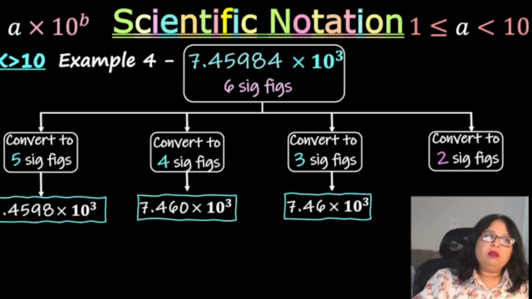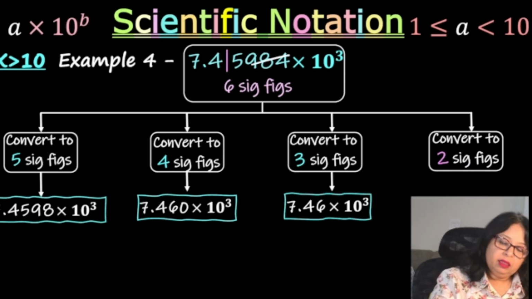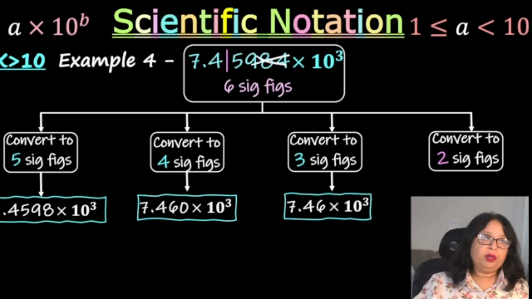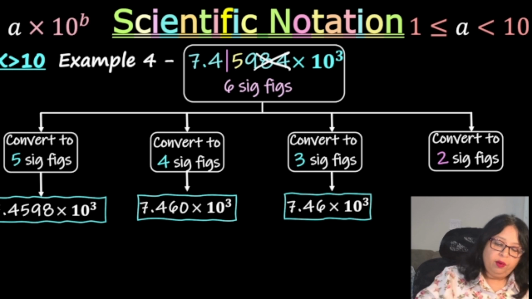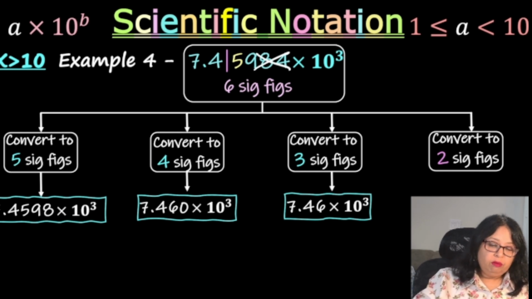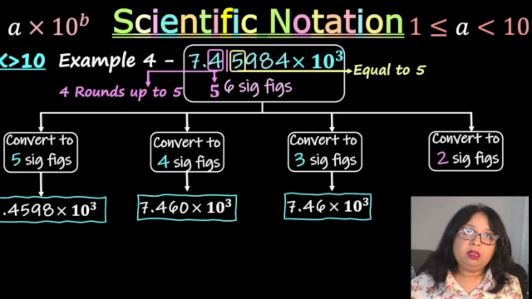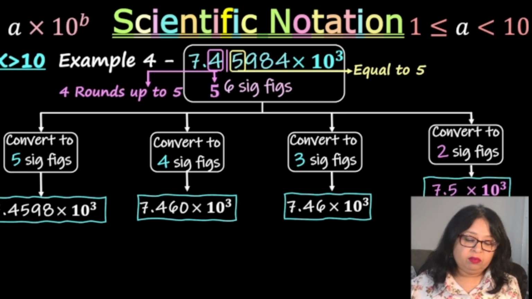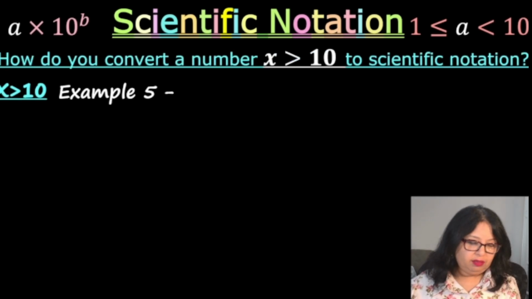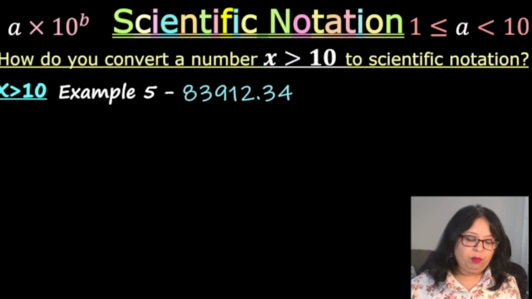Next, you're going to round off to 2 sig figs. Put the line such that there are 2 digits to the left of the line. Pretend like these last 3 digits don't matter here. The digit to the right of the line is 5. So the digit to the left of the line, which is 4, now rounds up to 5. And our answer is 7.5 times 10 to the power 3. Easy.